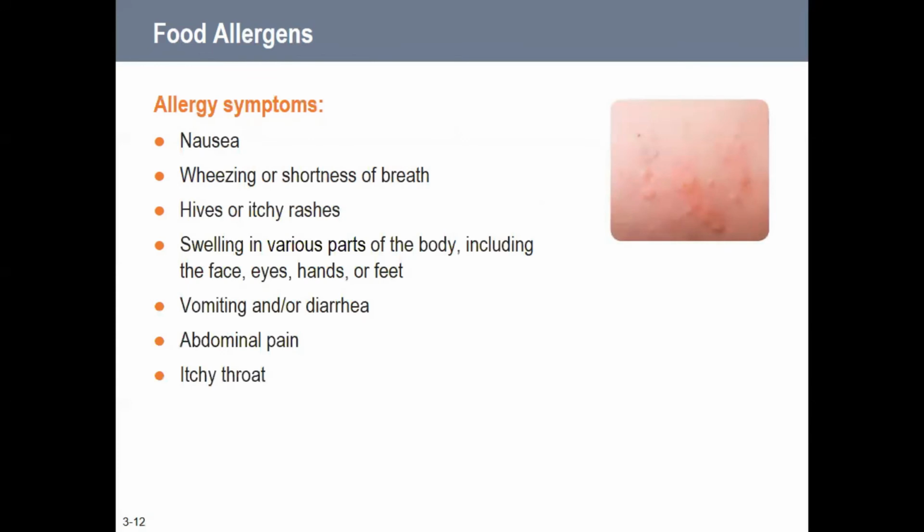So what are some symptoms of a food allergen? If somebody has an allergic reaction to food, it could be nausea, wheezing or shortness of breath, hives, itchy rashes, swelling in parts of the body, especially the face, eyes, hands, and feet, vomiting or diarrhea, abdominal pain, or an itchy throat. These are different reactions that can happen when somebody eats something they're allergic to.